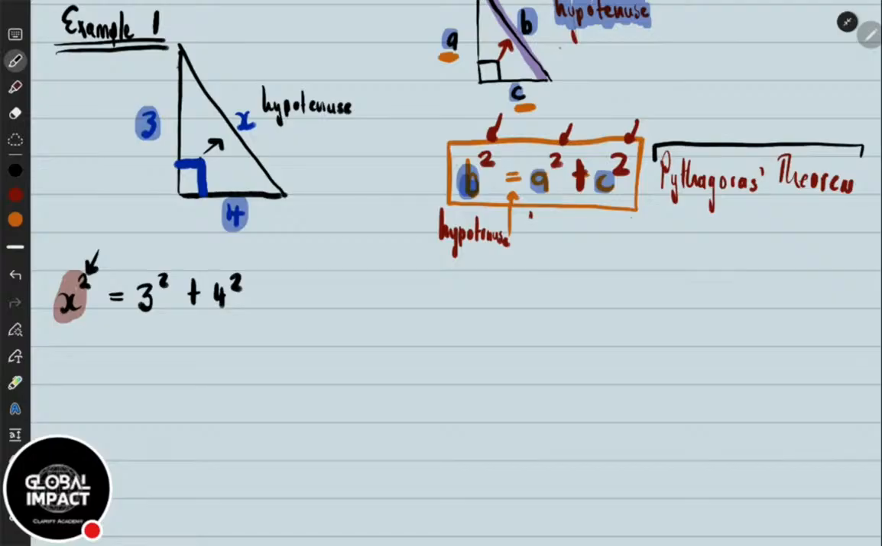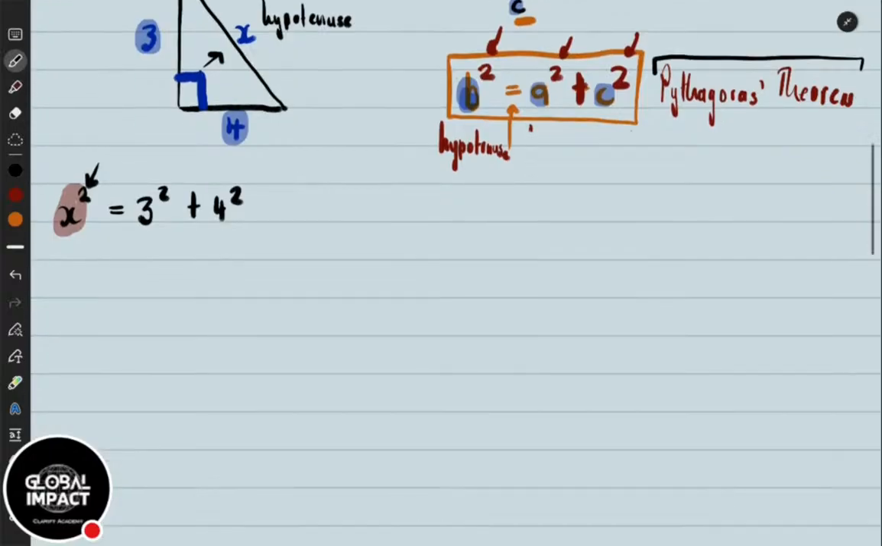You now end up having x. He remains alone. The squared is gone. x is equal to, when the squared goes to the other side, it becomes square root. So it becomes the square root of everything that was there. Square root of everything. And now you can just find the answer.